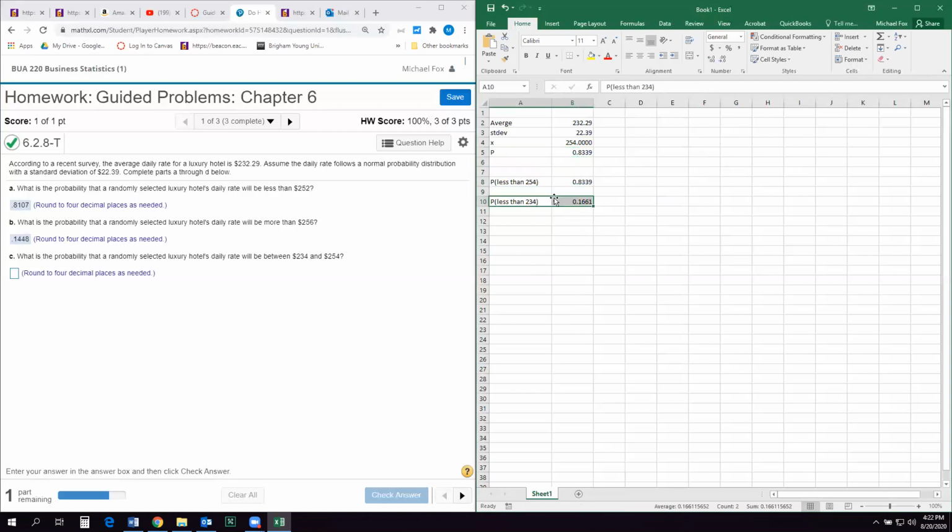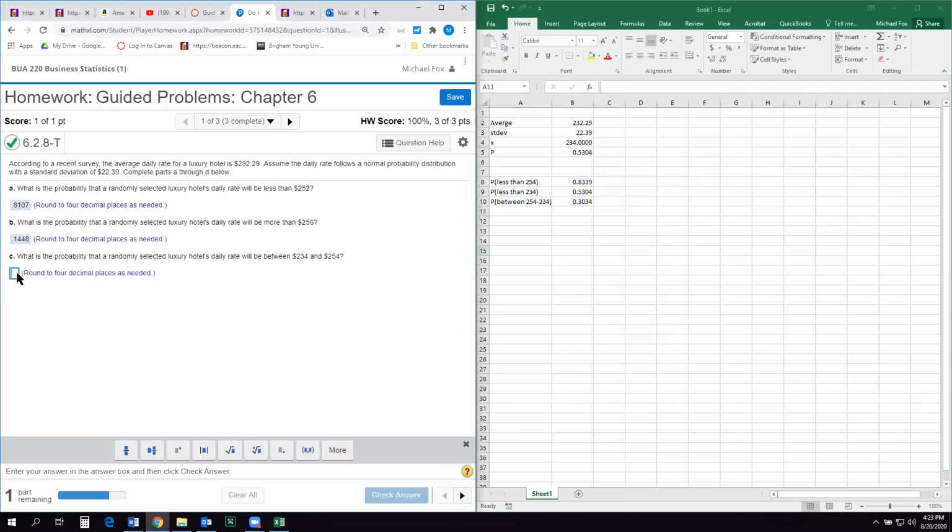And then I do the same thing. That way, all I have to do is change this to 234, and I'll get the probability that it's less than 234. And then the probability that it falls between the two is just to subtract them. So the probability that it is between 254 and 234 is just the difference between the two, that one minus that one. So that's probably the easiest way to deal with that.